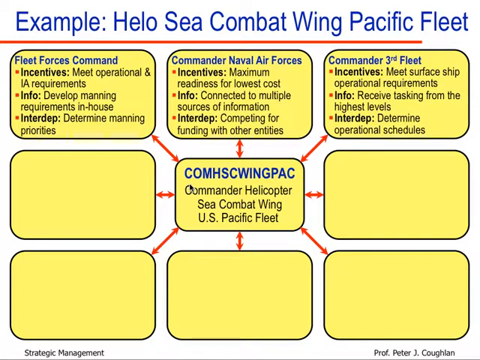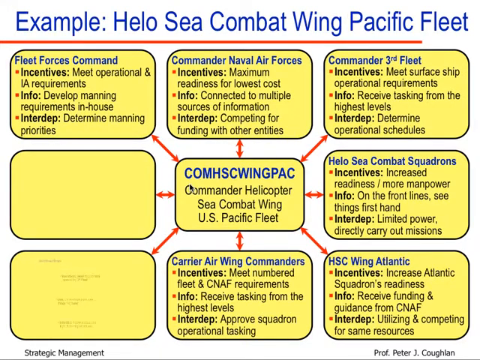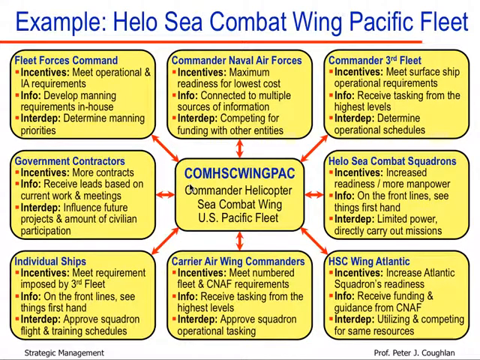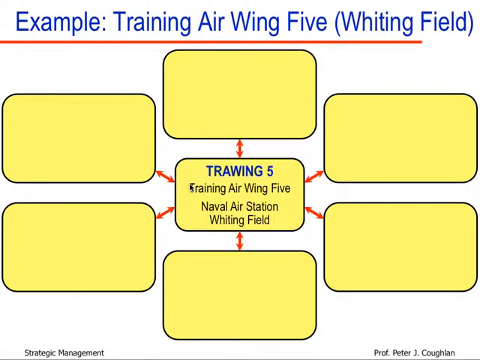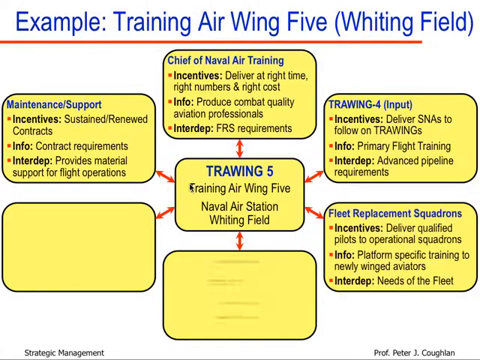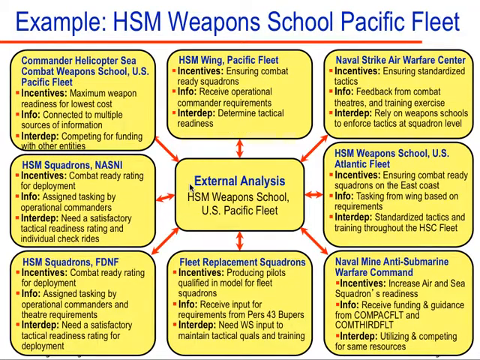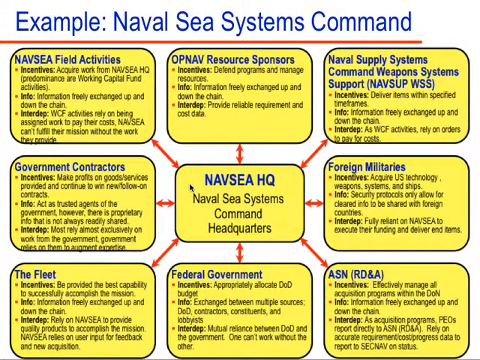Here's an example of the Commander Helicopter Sea Combat Wing U.S. Pacific Fleet. Here's an example straight out of the template that students did as an external analysis. There's another one, Training Air Wing 5, Whiting Field. So again, you get the idea. A lot of examples here. HSM Weapons School, Pacific Fleet. Again, you'll see that in each case we have the different external players, the external interdependencies that are significant, and a summary of the incentives, information, and interdependence issues.